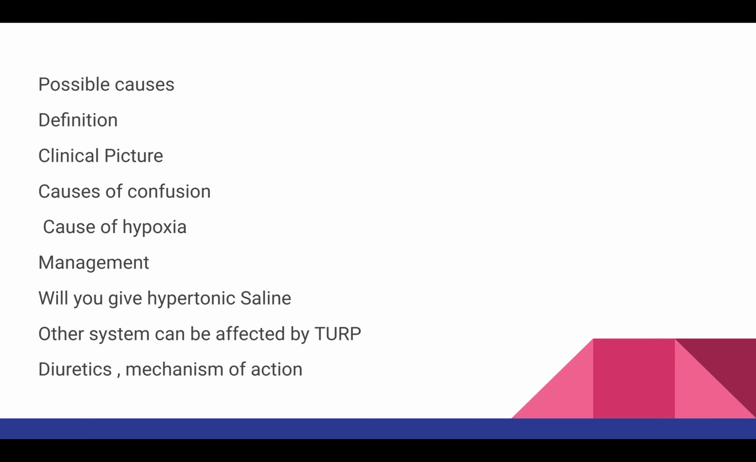Then, regarding the circulatory part, I will first assess if the patient is having a fluid deficiency, dehydration, or a fluid excess. If the patient has fluid excess, I will start the patient on furosemide. Okay, so will you be giving hypertonic saline to the patient? Yes, hypertonic saline can be given if the patient's sodium level is less than 120.